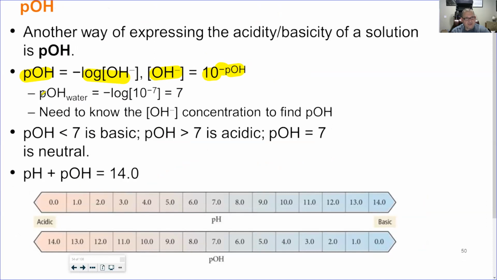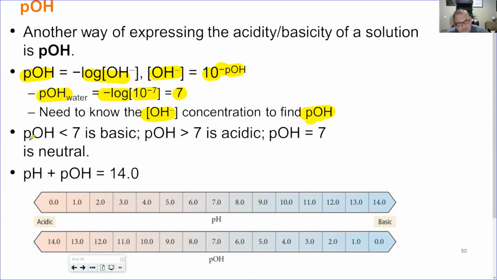So if I look at what is the pOH of water, pure water, it is the negative log of the OH minus, and it's 1 times 10 to the minus 7th, so it would be 7. And usually we write it with another 0 or 2 in there. So if I need to know what's the OH minus, or I want to know what is the pOH.